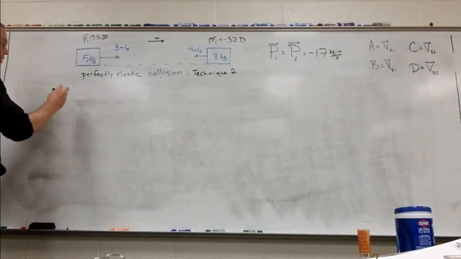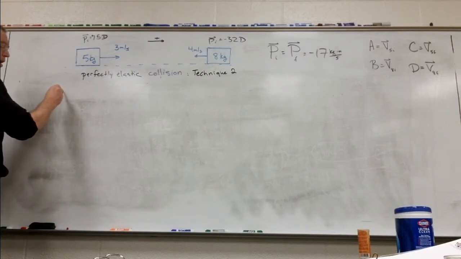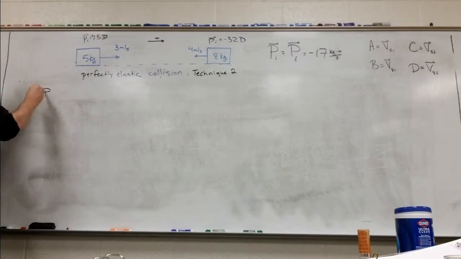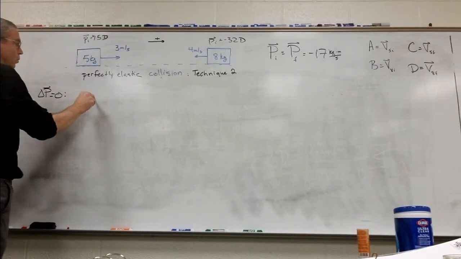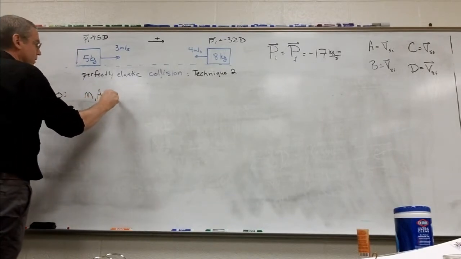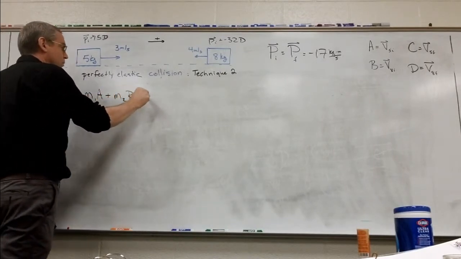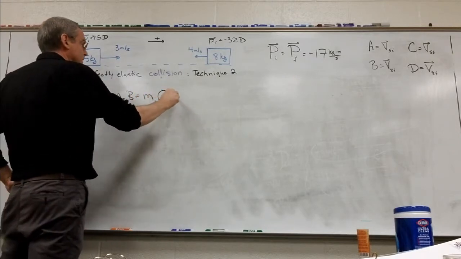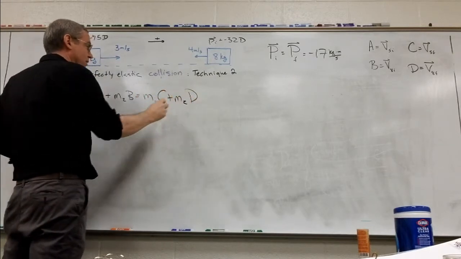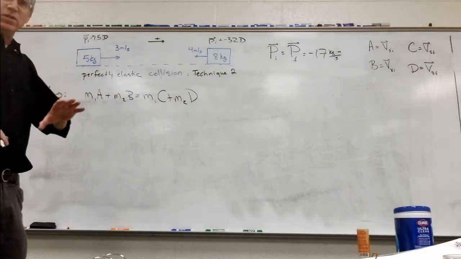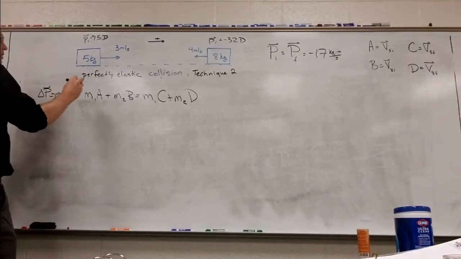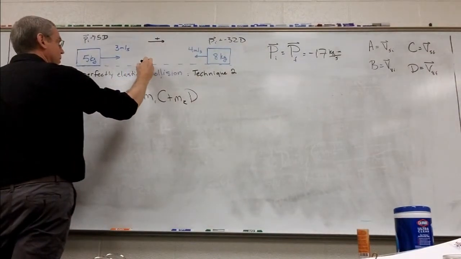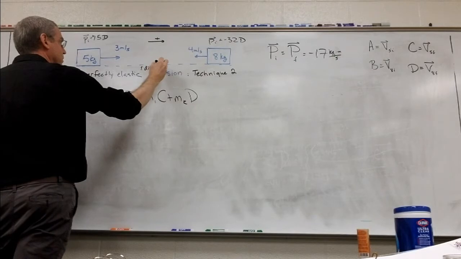I know that our momentum equation, so this is our change in momentum is 0, in other words, the conservation of momentum equation is m1a plus m2b equals m1c plus m2d. So I have two masses for the one-dimensional collision. Again, it's a one-dimensional collision. Perfectly elastic, we'll throw in here. Probably should have done it on the other ones, but these are one-dimensional problems.